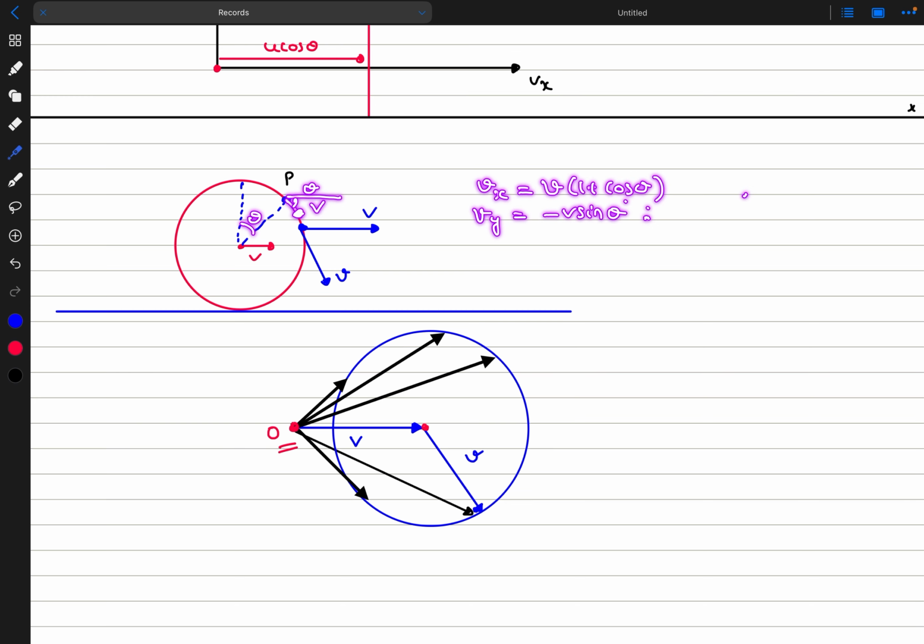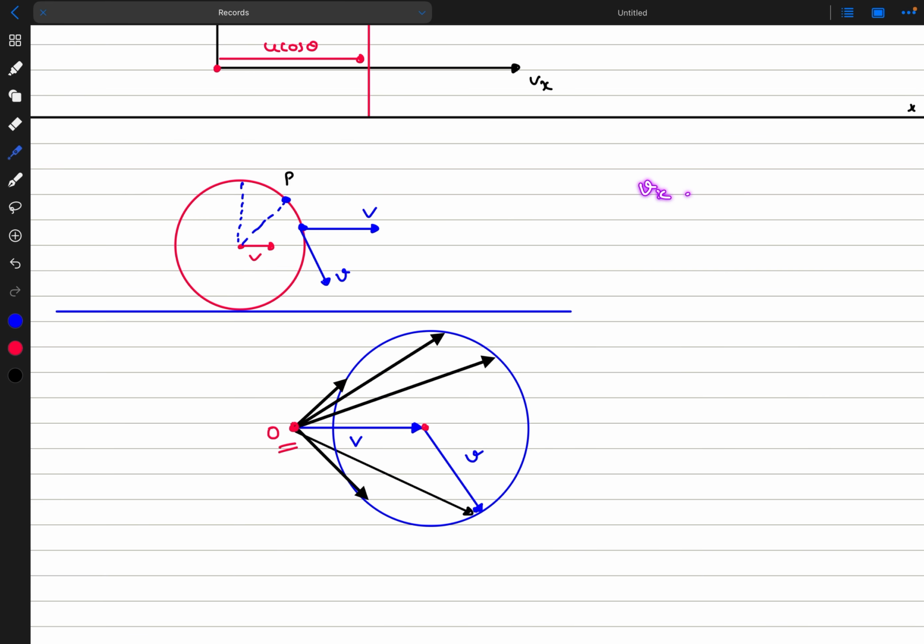Now you just have to do the tricks you learn in coordinate geometry. If you divide by v and subtract 1, you have cos theta on the right side, and vy over v is negative sine theta. Now you square and add it. Okay, so now this is clearly a circle's equation.